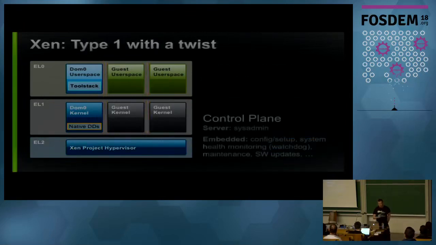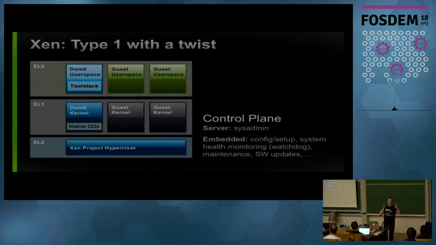From a control plane perspective, on a server system, the sysadmin will basically use DOM0 or some graphical tool which connects to it to control your system. In embedded, you need a lot less. The control plane is primarily used for config and setup, and then primarily for system health monitoring, applying possibly software updates and those kinds of things. So you need much less functionality there.